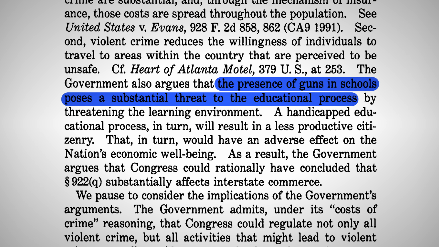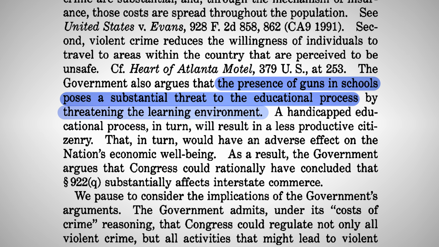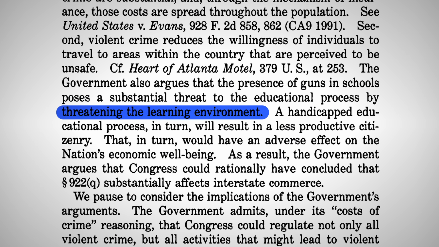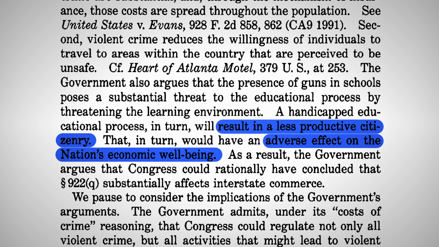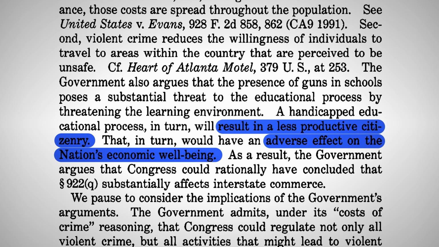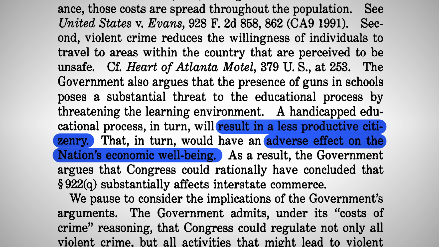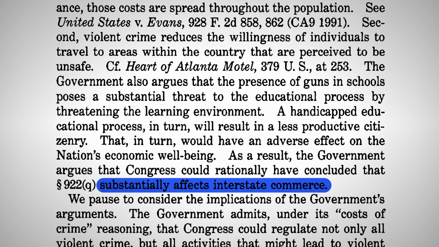The government's primary argument for why the School Zones Act was constitutional was based on this logic. Possession of a firearm in a school would be seen as dangerous. This would in turn inhibit learning, which would in turn weaken the national economy since education is critical to the nation's economic health, which would therefore affect interstate commerce.